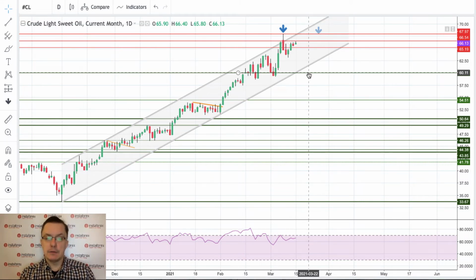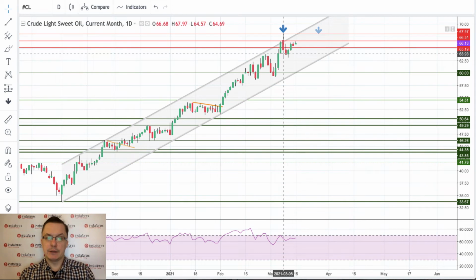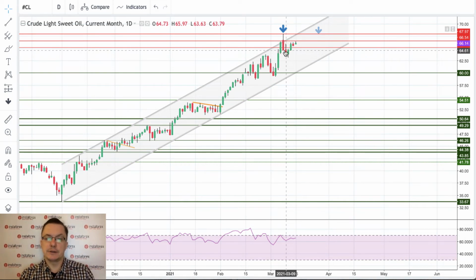So right now the uptrend is still valid. We are trending inside of this channel. There is no sign of any kind of trend reversal except this one, which might be just a false breakout above the channel. So we cannot treat it as a 100% sign of the trend reversal.